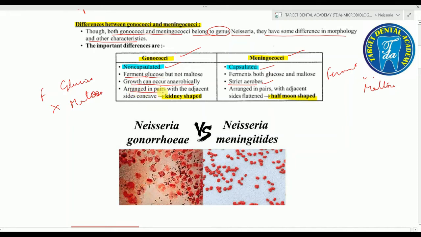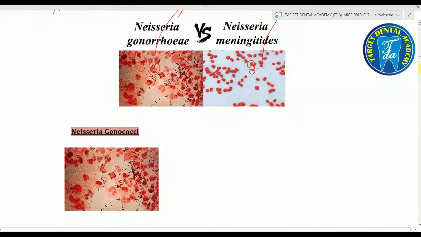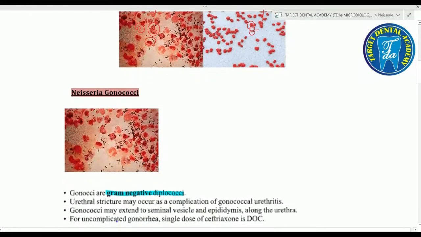The gonococci are arranged in pairs with the adjacent side concave, kidney shaped. Can you see this? This is a kidney-shaped pattern. While the meningococci are arranged in pairs with the adjacent side flattened, in a half-moon shape. Fine. So let's discuss the gonococci and the meningococci in detail.